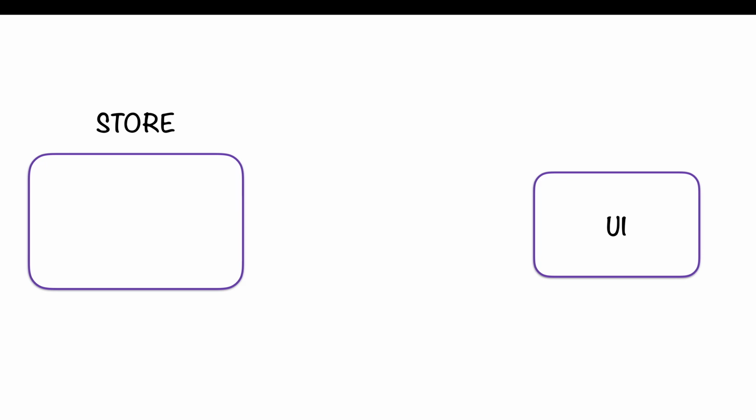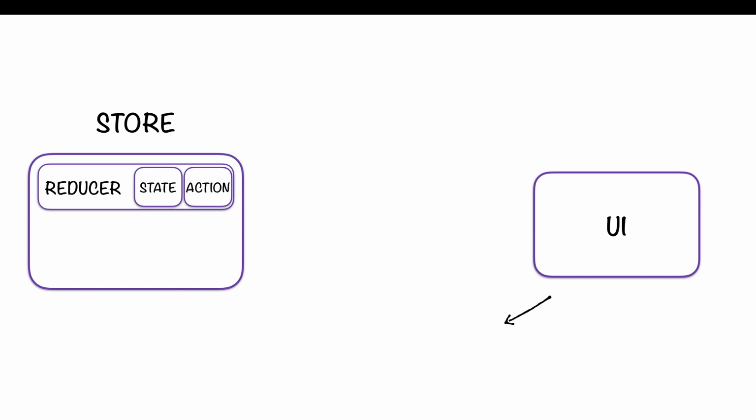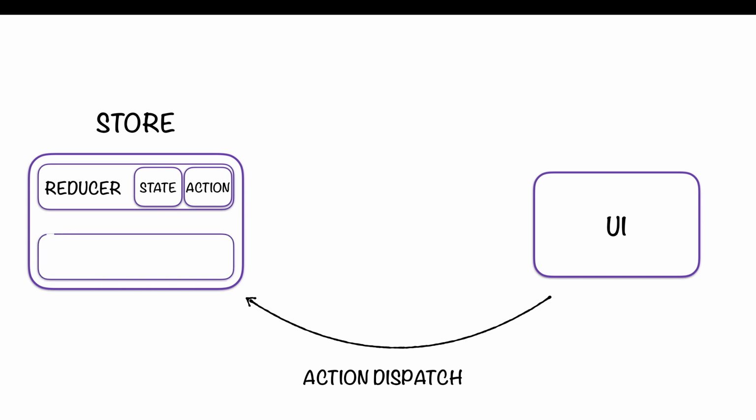So we have the store and we have the UI. The reducer takes state and action. Anytime the interface wants to change the state of the application, it has to send an action dispatch to the store. And when this action dispatch reaches the store, it gets passed to the reducer. You can plug in a middleware in the middle of this logic. So the middleware will live inside the store and will intercept the action object before this action reaches the reducer.